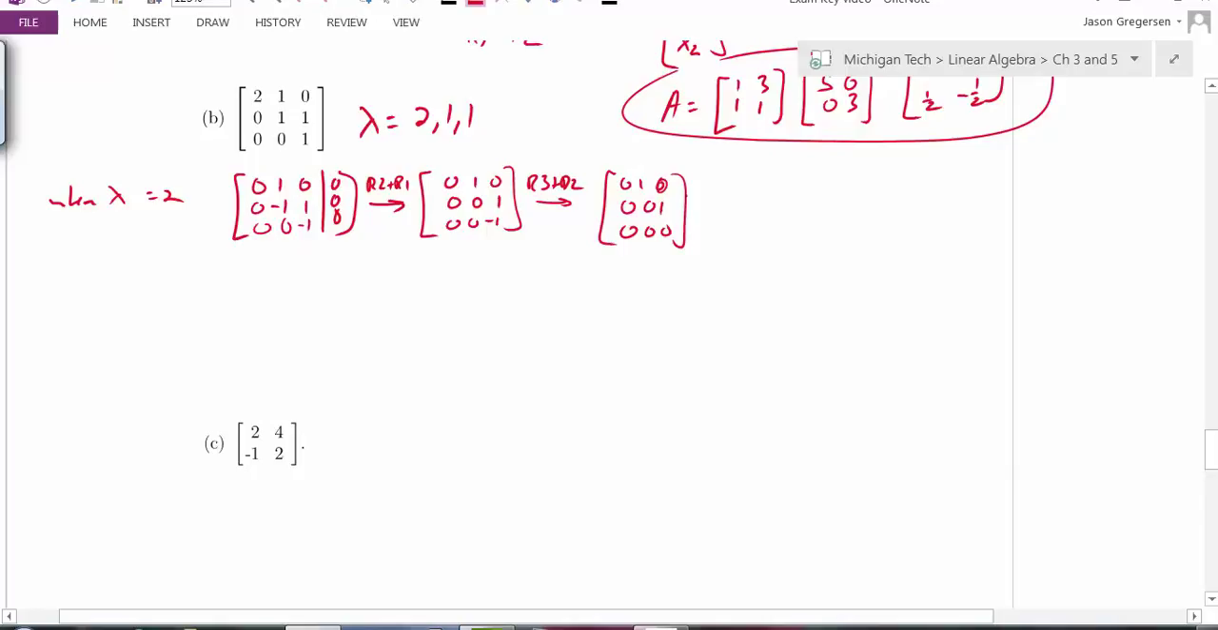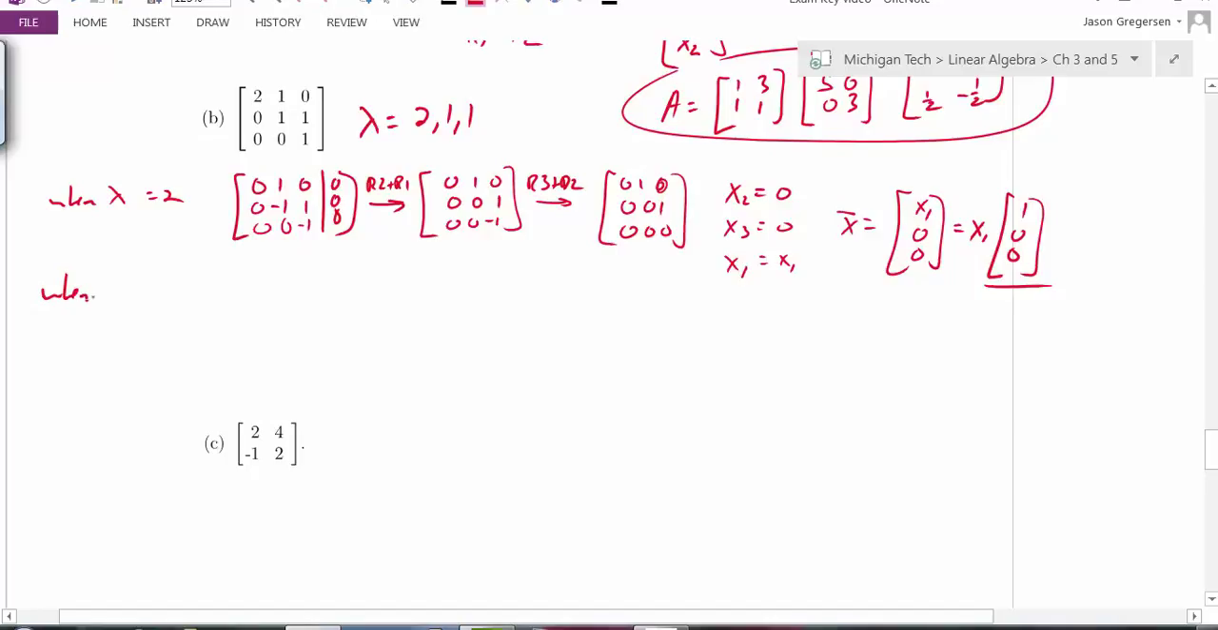And when I look at the equation this generates, it looks like it generates x2 equals 0, x3 equals 0, and because there are no pivot positions in the first column, x1 is just a free variable. So my solutions look like x1 is free, x2 is 0, x3 is 0. So the eigenvectors are any multiple of 1, 0, 0. So that'd be my first eigenvector. Now, let's see if we can actually diagonalize this thing.